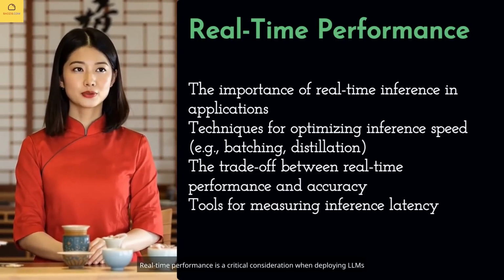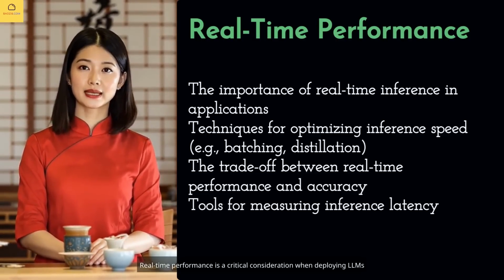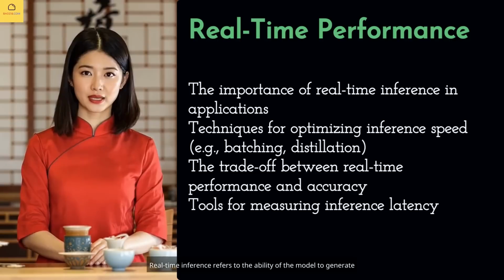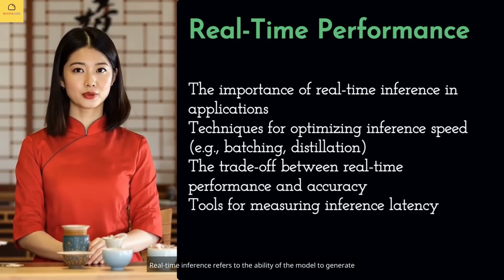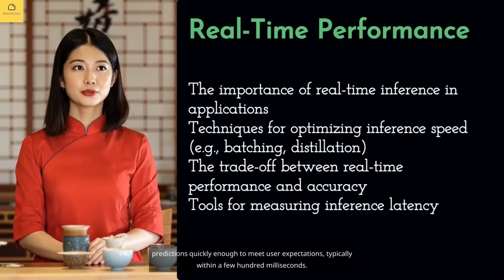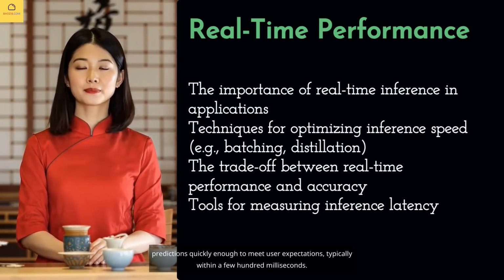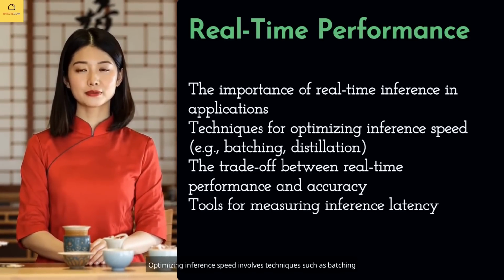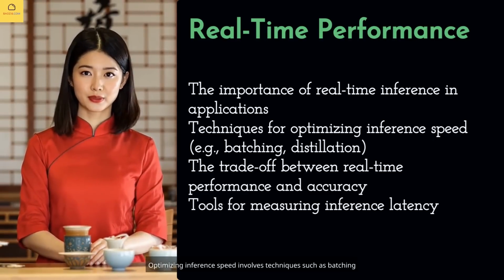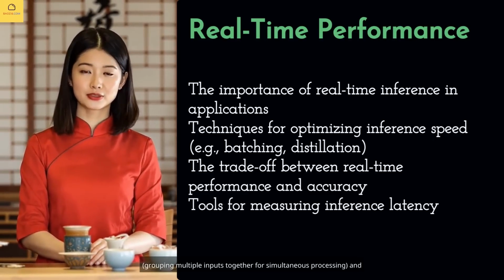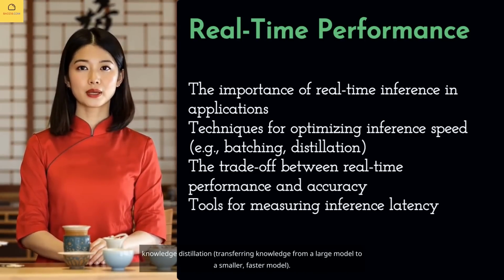Real-time performance is a critical consideration when deploying LLMs in applications such as chatbots, recommendation systems, or autonomous agents. Real-time inference refers to the ability of the model to generate predictions quickly enough to meet user expectations, typically within a few hundred milliseconds. Optimizing inference speed involves techniques such as batching, grouping multiple inputs together for simultaneous processing, and knowledge distillation, transferring knowledge from a large model to a smaller, faster model.